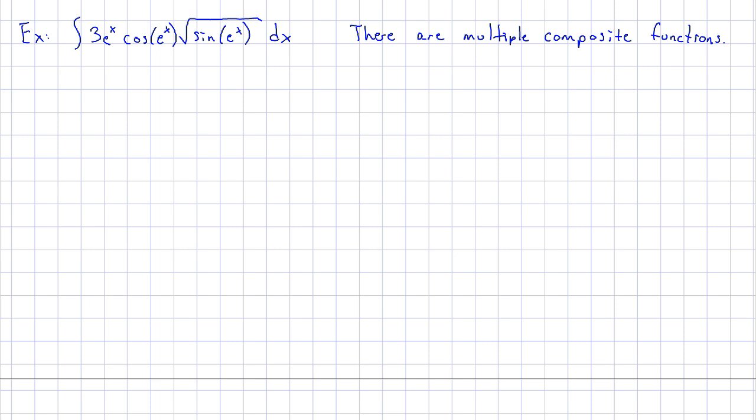So here, my first composite function is this cosine e to the x. So I have that e function within my cosine. My second composite function is the square root of sine of e to the x. So this one is actually a 3-in-1 because I have first layer is the square root, then I have a sine, and then I have an e. So when you have multiple composite functions, choose u to be the inside of the function with the most layers.